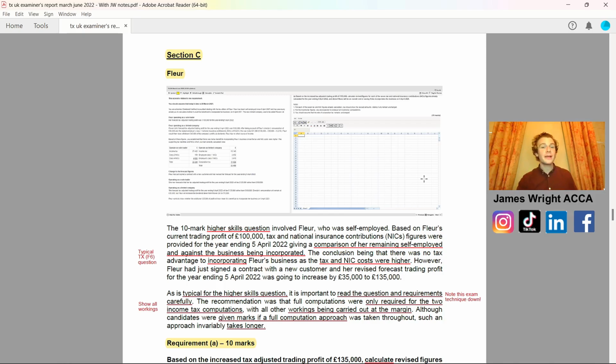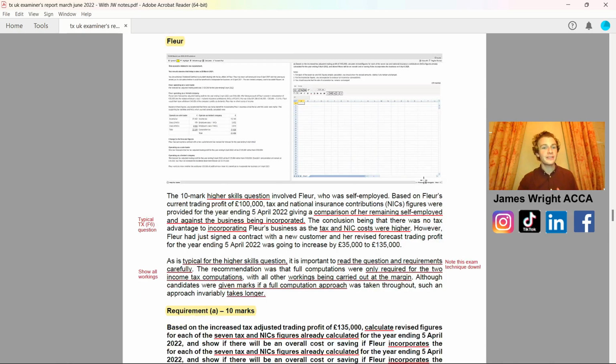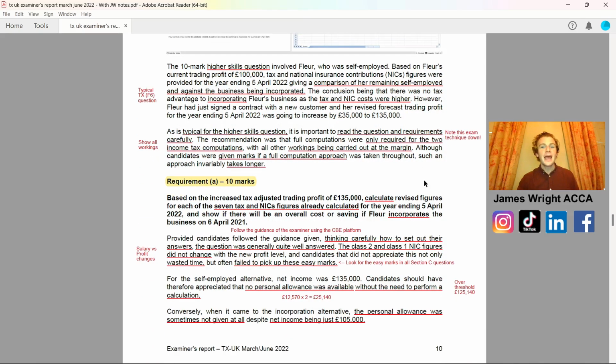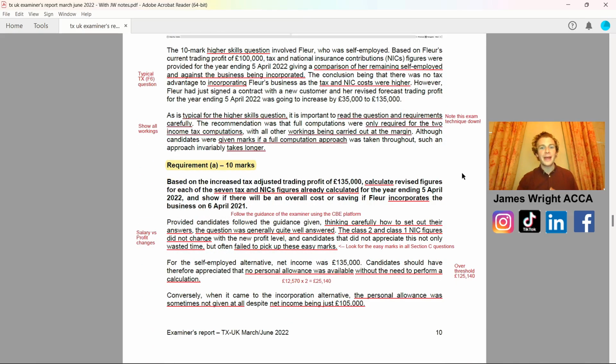So then we had three questions that came up in the 2022 exam, the first being Fleur. And if you've never watched one of my videos where I analyse these documents, everything that's underlined are the key factors that you should be picking up on and that are going to help you for future examination sittings.